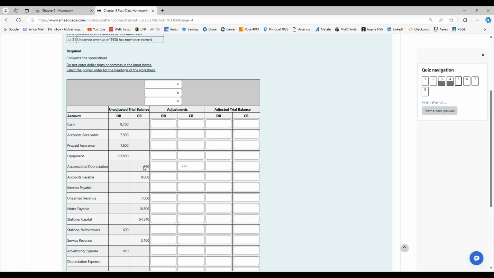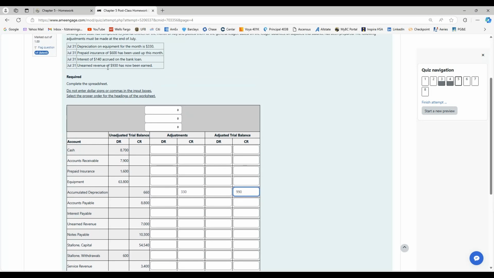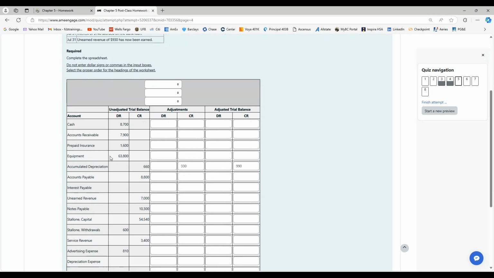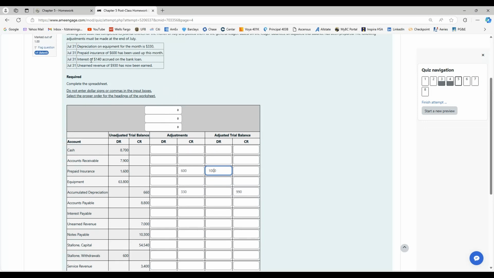So 660 credit balance plus 330 adding in will give us 990, right? And they just told us; usually if it's a 7-year life and this amount, you'd have to calculate it out. So prepaid insurance of $600 has been used up this month. So a $600 reduction in our prepaid insurance asset leaves us, it's a debit, so we go to the credit to reduce it, and leave us with a $1,000 balance. 1,600 minus 600, ending up with a debit balance of 1,000.